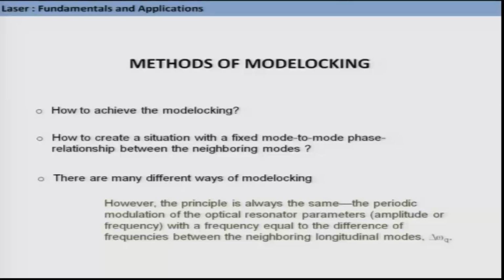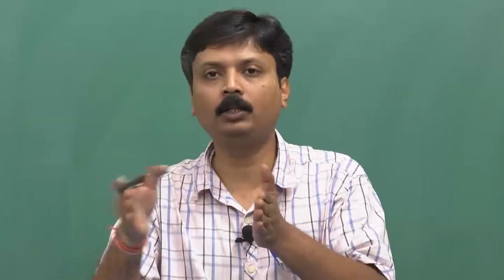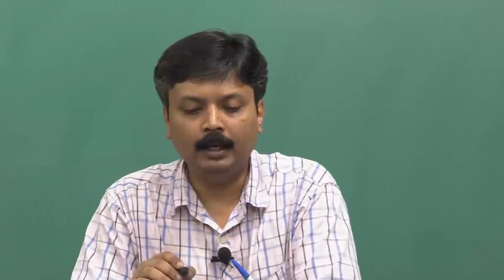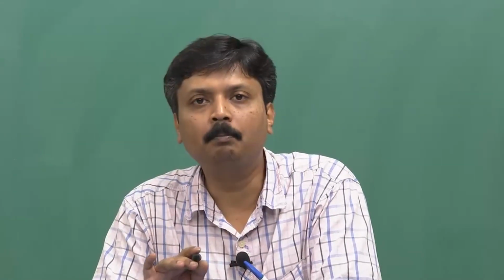So what we have to do is achieve the periodic modulation of the optical resonator parameters, something like amplitude or frequency, with a frequency equal to the difference of the two neighboring longitudinal modes. If I can achieve that, that's it, I can lock the phases. So that's my target. All right. There are mainly two different types of mode locking that we can achieve.